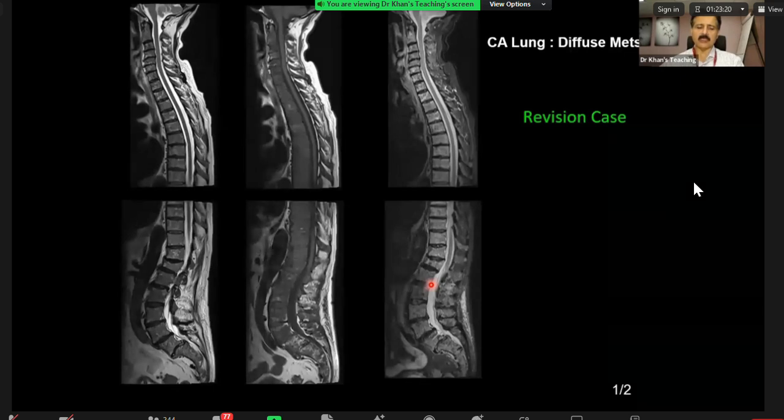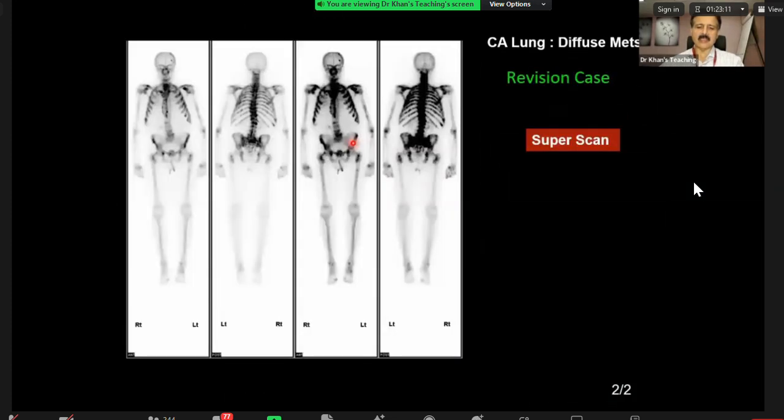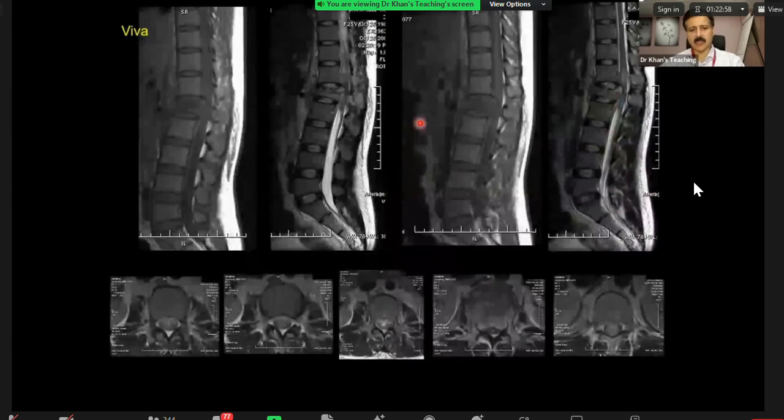This is another case in which there is diffuse marrow involvement, and this is metastasis. And then super scan, this is the type of case which will come as a super scan. If you see this spine, everything is abnormal. And super scan per se, of course, is an exam case.